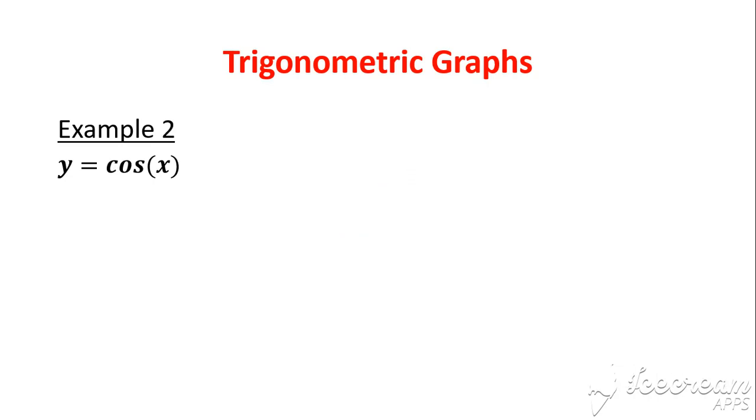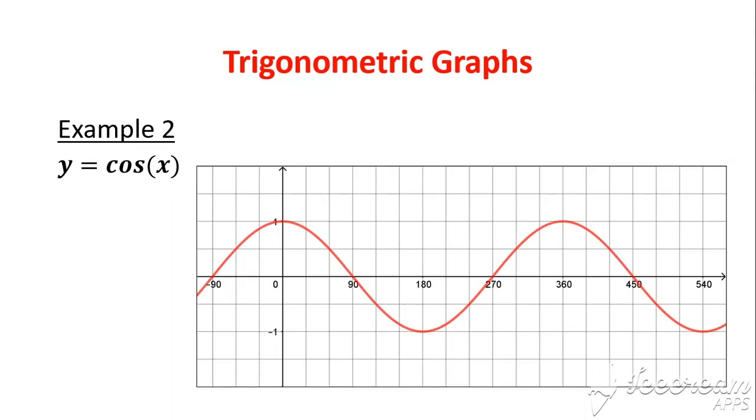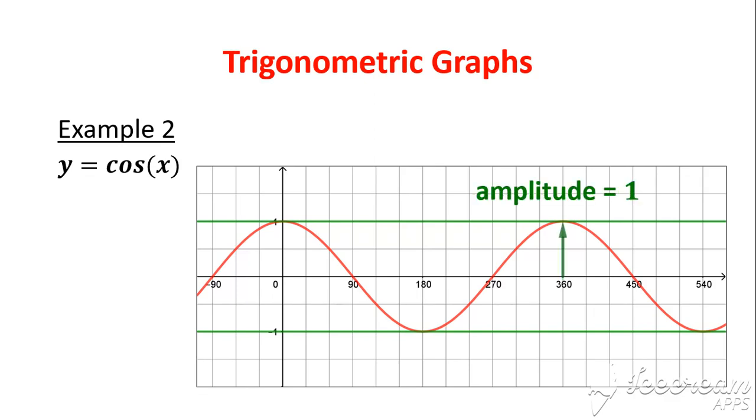Okay, let's turn our attention to our second example, the cosine graph, y equals cosine of x. Here's what the y equal to cosine function looks like. Very similar to the sine function. Again, you'll notice it does not go greater than 1 or less than negative 1. So we refer to this as the amplitude, and the amplitude of the cosine graph is also 1, the same as the sine graph.